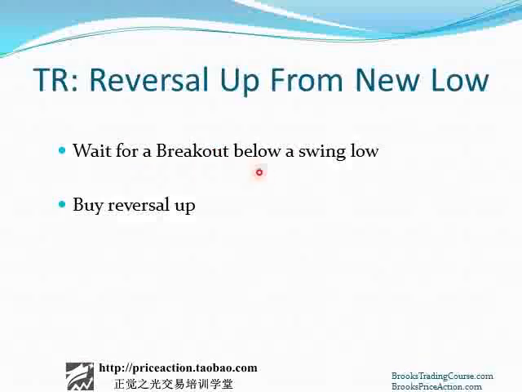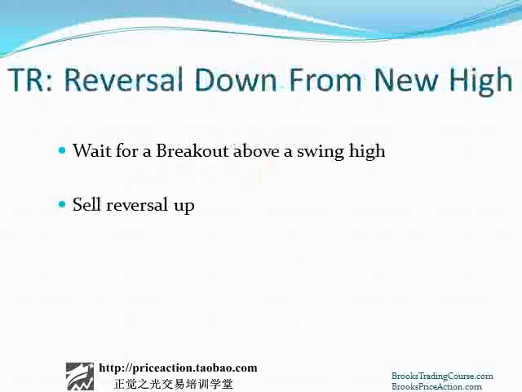First, wait for a breakout below a swing low, and then buy a reversal up. Ranges are always forming failed breakouts. They're always breaking below support and then reversing up. They're always breaking above resistance and reversing down. So for example, you can wait for a breakout above a prior swing high, and then if there's a reversal setup, sell the reversal.